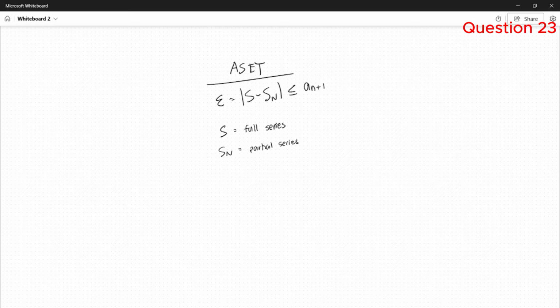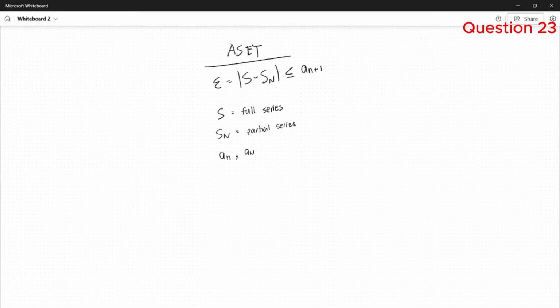And each of these series terms is represented by a of small n, we'll say that, or a of big N, depending on what we're looking at. We know that because it is an alternating series, the values, if the series converges, have to get smaller for each new term introduced.